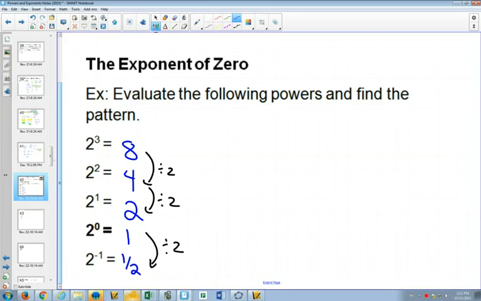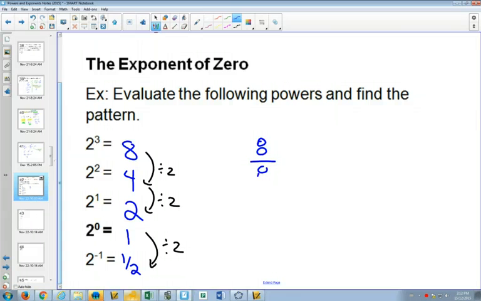I feel like 2 to the 0 should be 0 because it's timesing 2 by 0, which means there's nothing being times by anything. You feel like 2 to the 0 should be 0, but another way of seeing why 2 to the 0 equals 1.